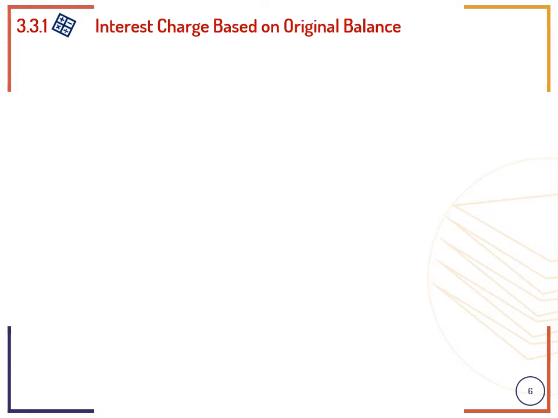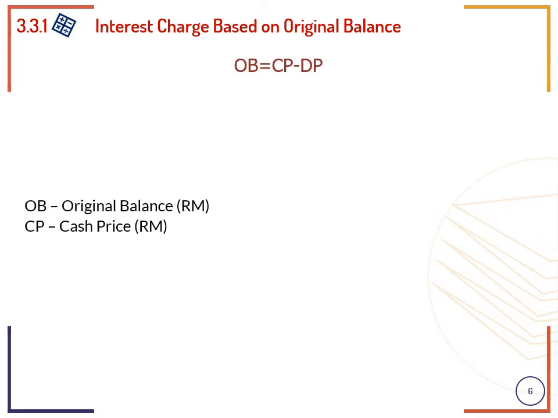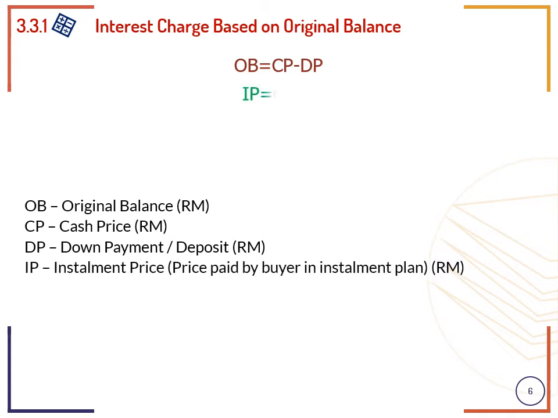Here are some general formulas commonly used to solve installment purchase problems. Normally, an installment purchase requires a down payment. The original balance is given by original balance equals cash price minus down payment. The total amount paid in an installment plan by the buyer is called the installment price. That is, installment price equals cash price plus total interest, or installment price equals down payment plus total monthly payment.